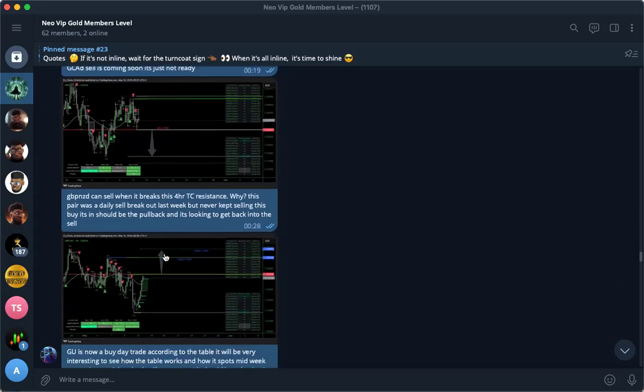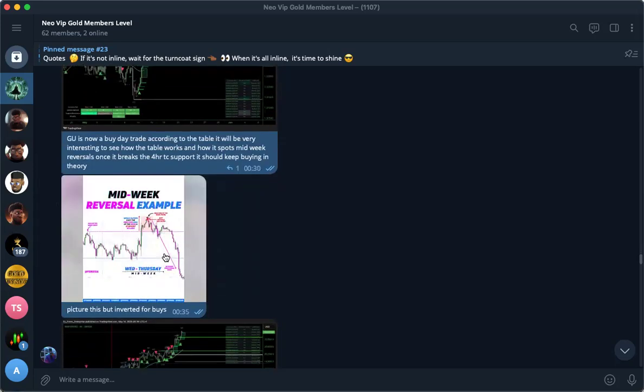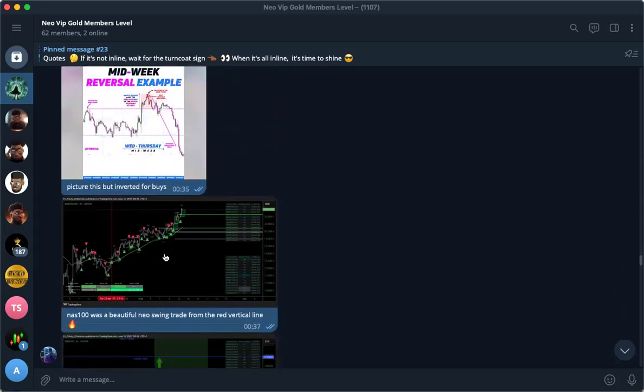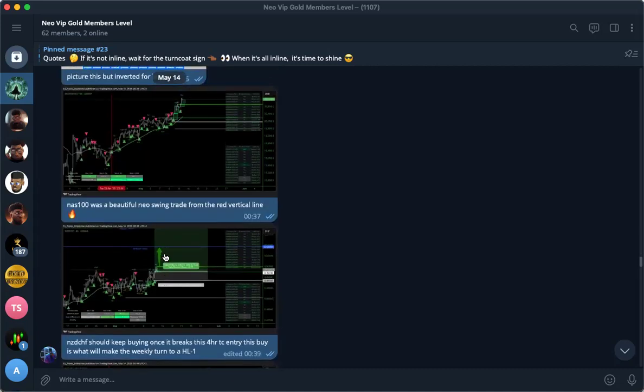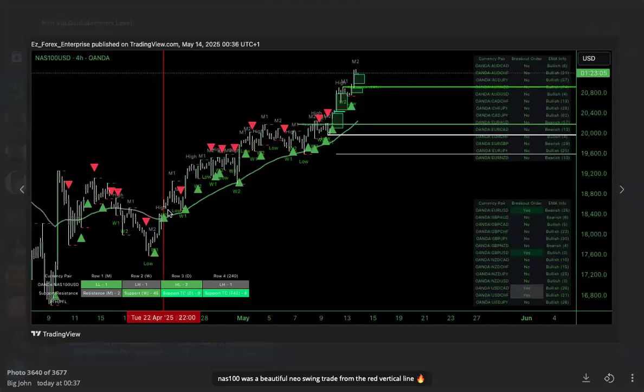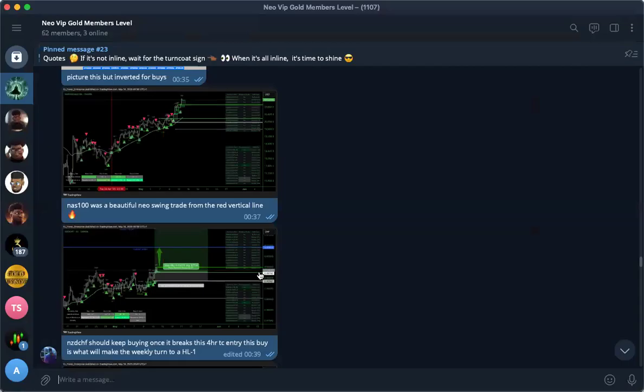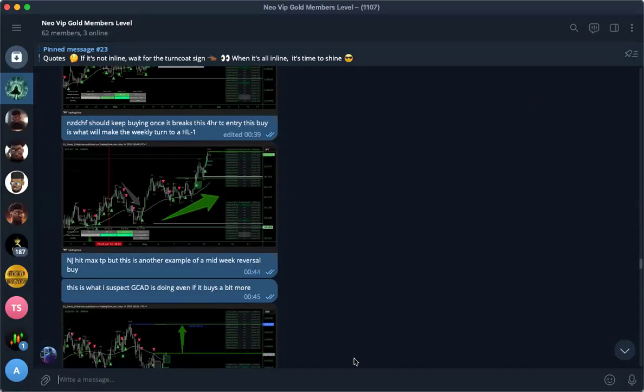And yes, we can see there's other pairs, and I even explained about the midweek reversal. So you can see this was a previous trade that happened on Neo that gave the confirmation for the buy on NAS. And this is a 4-hour time frame, guys and girls. This isn't a 15-minute chart. Look how long that buy was. That's enough to make you rich for the year, that buy. And Neo picked this up as well, just to let you know. So I've marked out all of these on there.